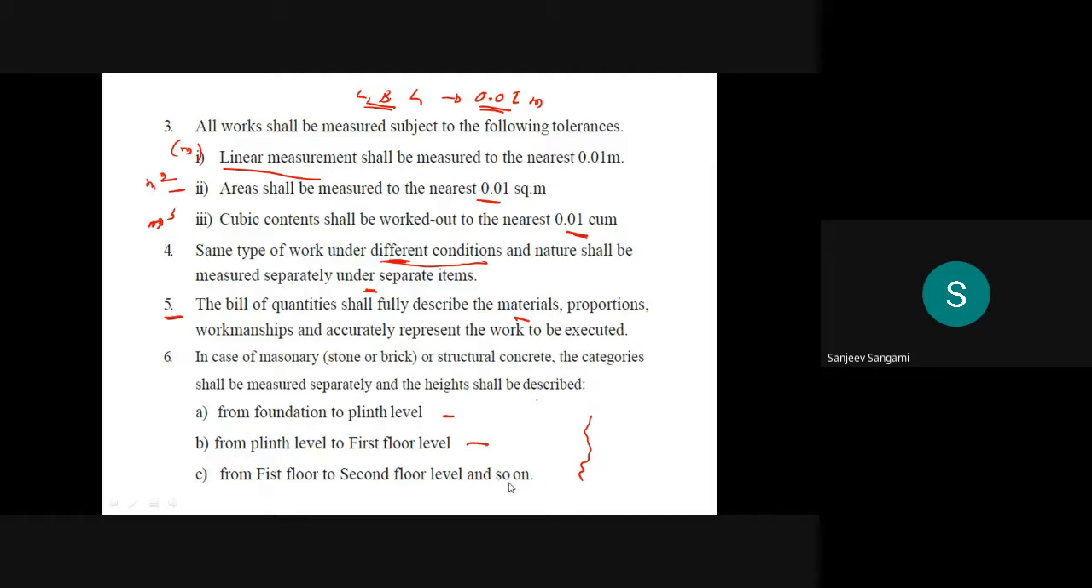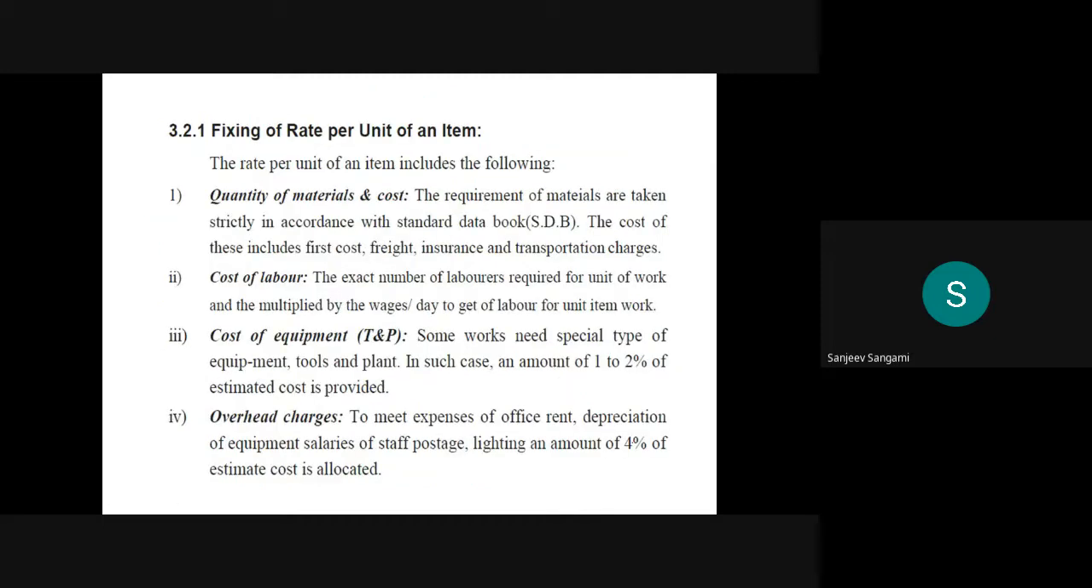Finally, you have to tell, for foundation to plinth level, how many cubic meters of brick are required. For plinth level to the first floor, how much is required. Then from first floor to second floor, how much is required. All that we have to calculate separately.